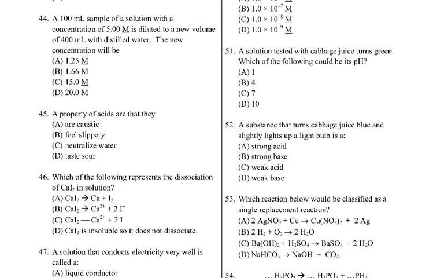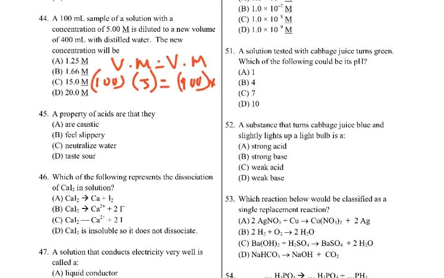44. A 100 milliliter sample of a solution with a concentration of 5 molar is diluted to a new volume of 400. Okay, so this is a dilution problem. So this is volume times molarity equals volume times molarity. Okay, the volume, we have 100 milliliters of 5 molar is equal to 400 milliliters times x. So to solve for x, x equals 100 times 5 divided by 400.